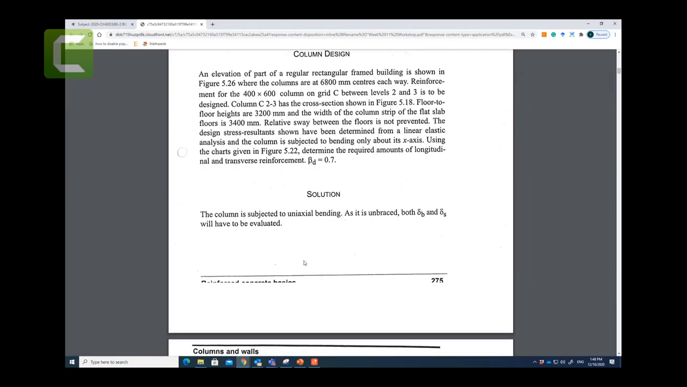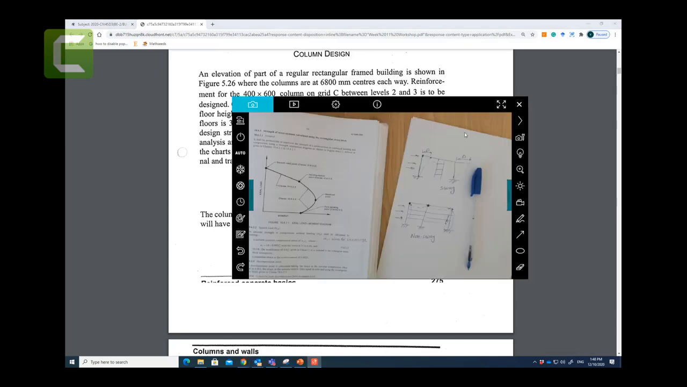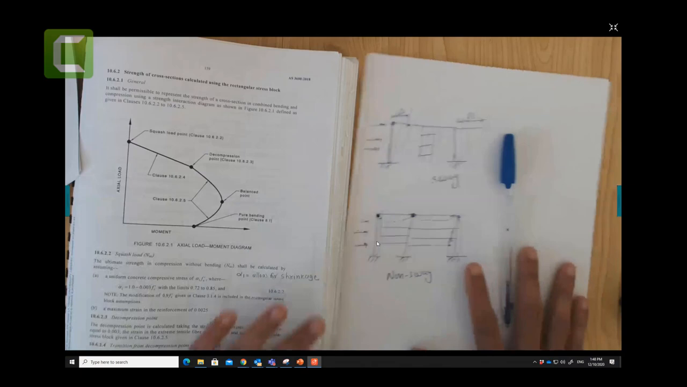Right, we have 12 minutes, so we can get going, and tomorrow it will be easy for me to explain this. Beta D is given to us as 0.7. I will tell you how to use this beta D. Now, the column is subjected to uniaxial bending. What is uniaxial bending?